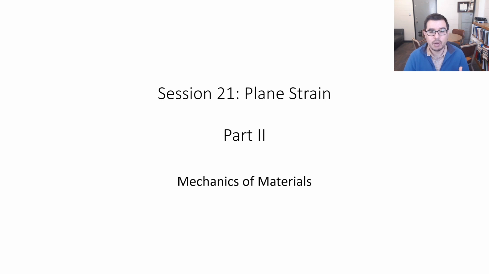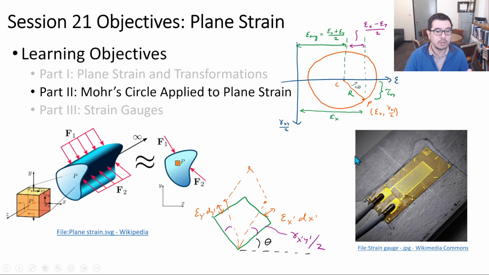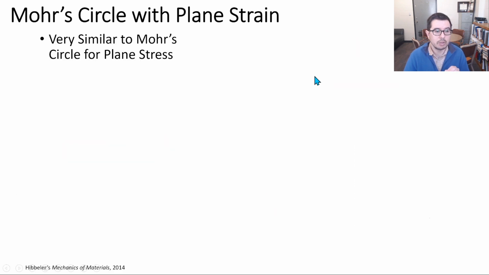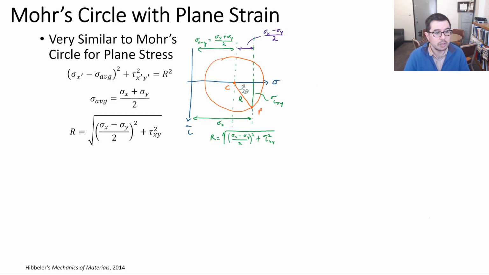This is our second part, and in this part we're going to discuss the use of Mohr's circle to be able to calculate these transformations that we've been discussing in the previous part with those transformation equations. So we're going to be essentially doing a very quick overview of how we can use Mohr's circle with plane strain. It is very similar to Mohr's circle for plane stress.